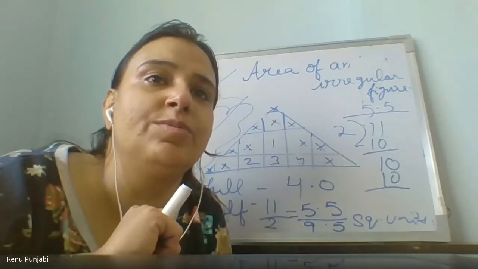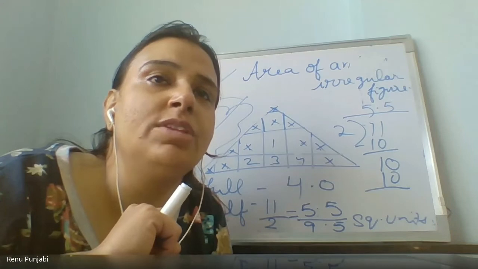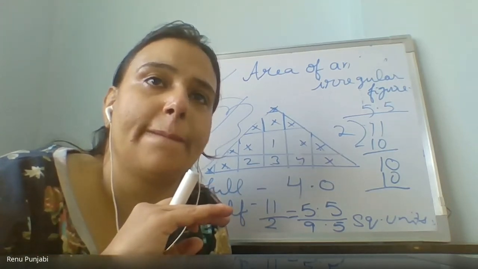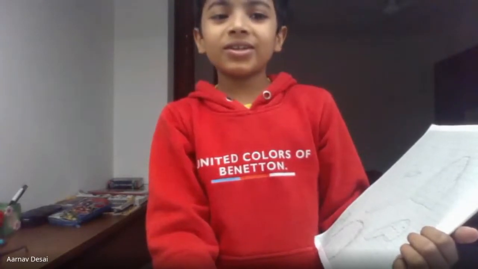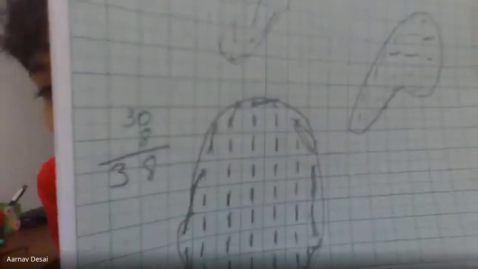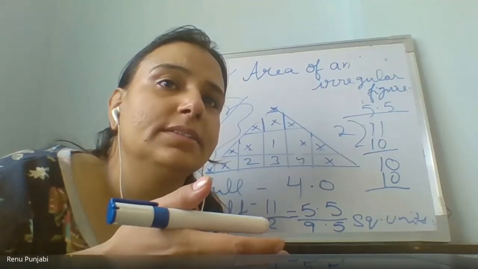Okay, very good. Ma'am, can you see Arnav? Arnav has done many shapes. Arnav, have you found their area also? You have only drawn them. No, ma'am, I found the area also. Yes, please show me. This I do. You told me to do it before. So, what is the area? Ma'am, the area is 34 squares and 8 half squares.